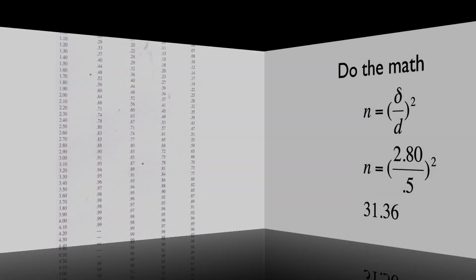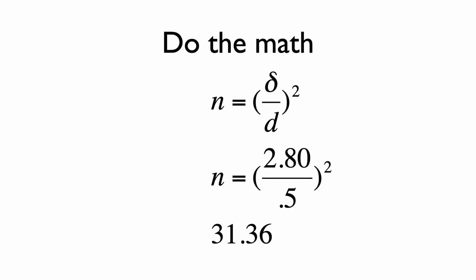And now we just do some arithmetic. This isn't really even math. Well, it's a bit of math. So, where did I get n equals delta divided by d, squared? I've just rearranged the formula.